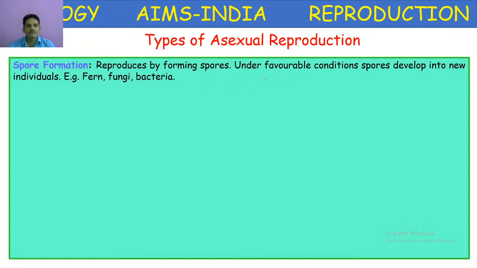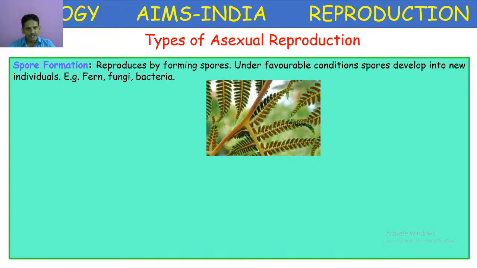Here, under favorable conditions, spores develop into new individuals. Here the example of fern is given. The leaves called fronds, containing the spores, undergo a process called sporulation. The process of formation of spores is called sporulation. By means of sporulation, the spores are produced. When these spores fall on a suitable substratum, they germinate and grow into a new plant.